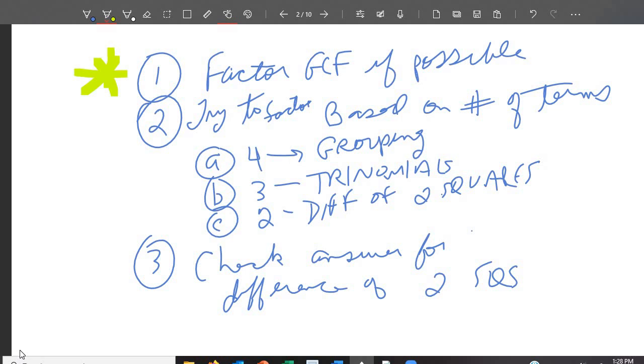Next, you try to factor based on the number of terms. We only have 3 types of problems right now that we're factoring. We have one with 4 terms, which is the grouping method. One with 3 terms, which is the trinomial, and if it's got 2 terms, it could be a difference of 2 squares. So we want to look at the number of terms and factor based on that.